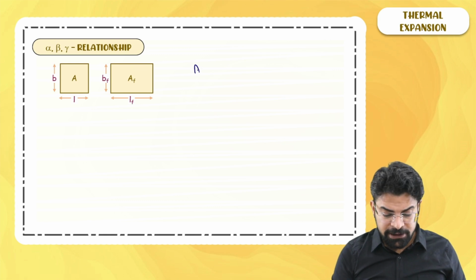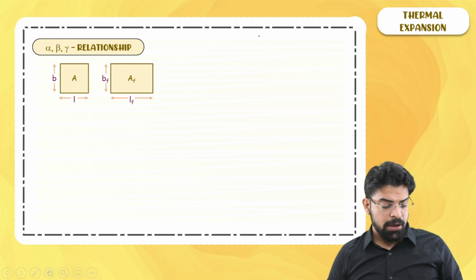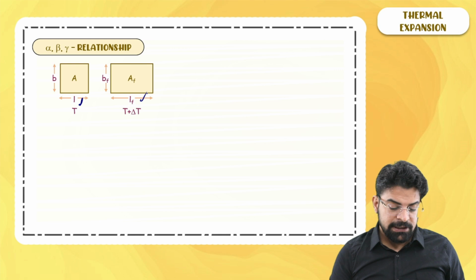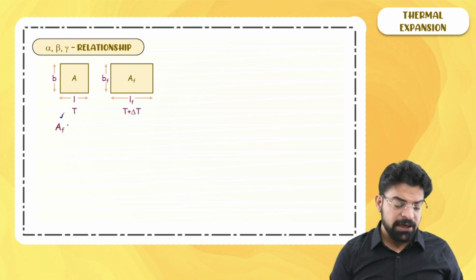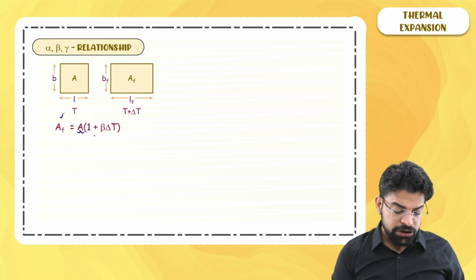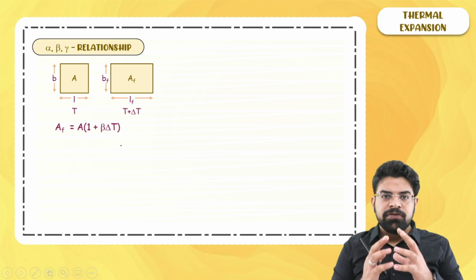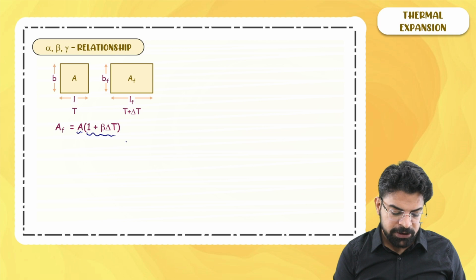So you can even say that the final area will be equal to final length into final breadth. Let's say this is the system at temperature T and this is the system at temperature T plus delta T after heating. So we know that the final area equals the original area into 1 plus beta delta T. Sir, how do you know? From the coefficient of superficial expansion, the final area has to be original area into 1 plus beta delta T.